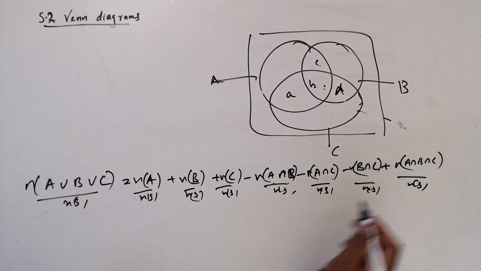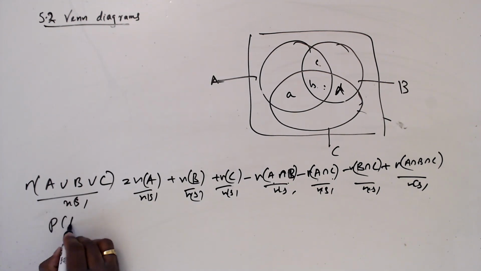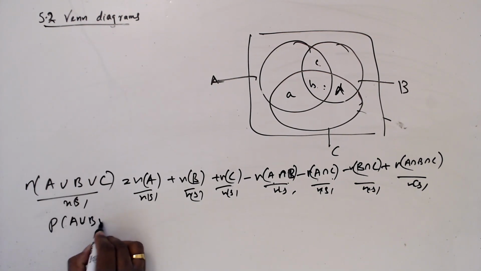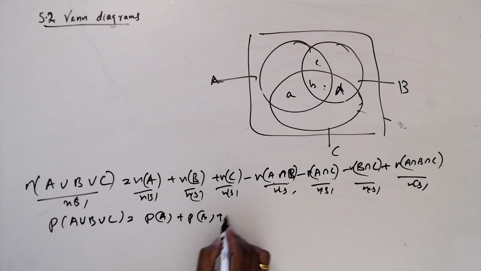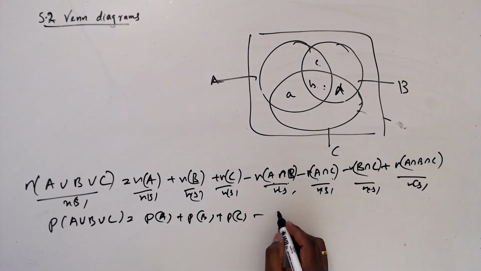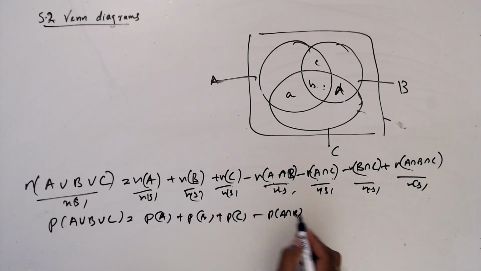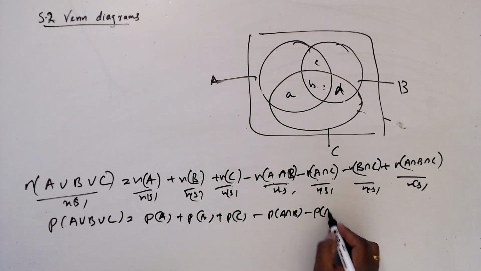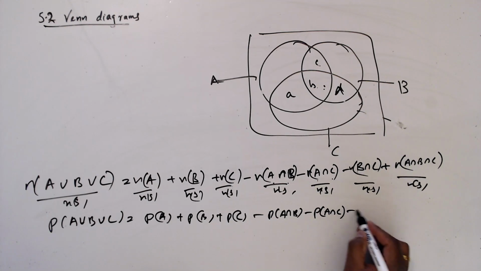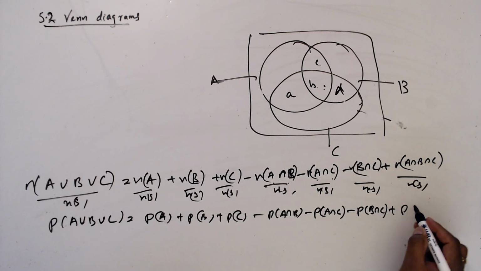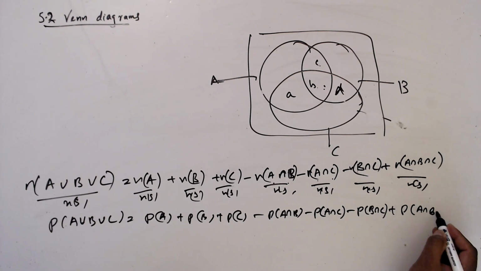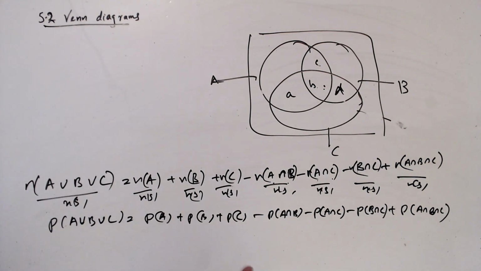then it becomes probability. So P(A union B union C) equals P(A) plus P(B) plus P(C) minus P(A intersection B) minus P(A intersection C) minus P(B intersection C) plus P(A intersection B intersection C). The same way I calculated, you can calculate.